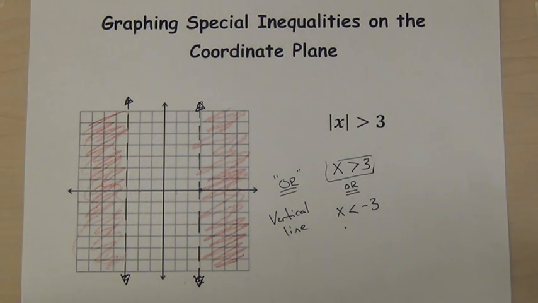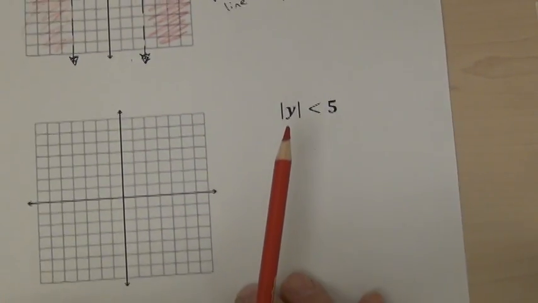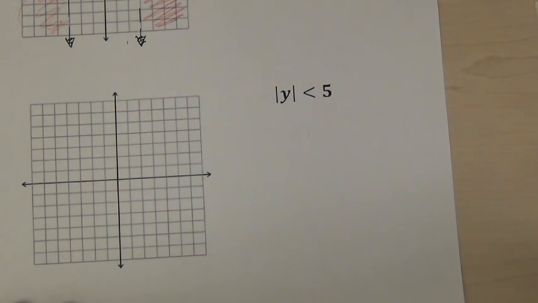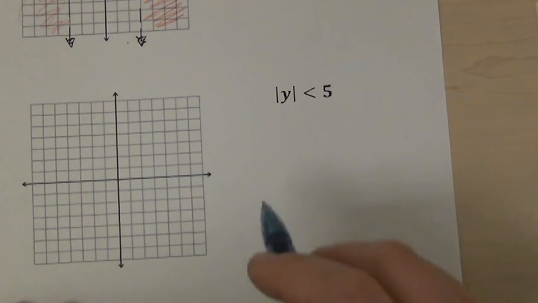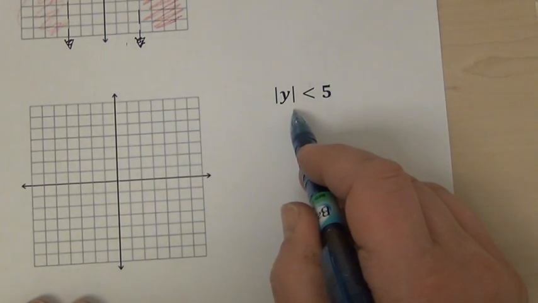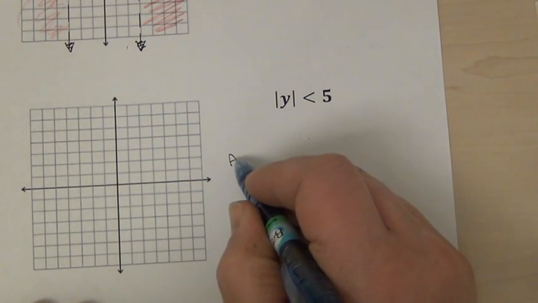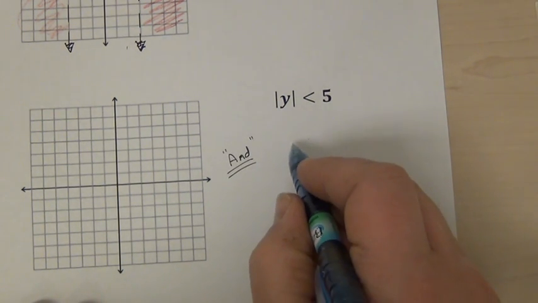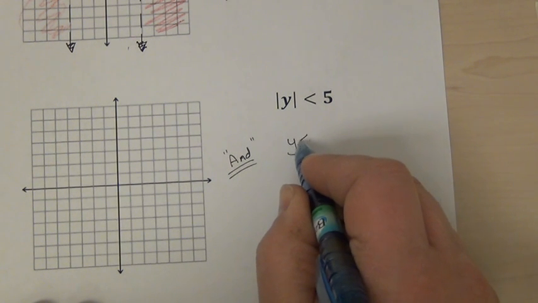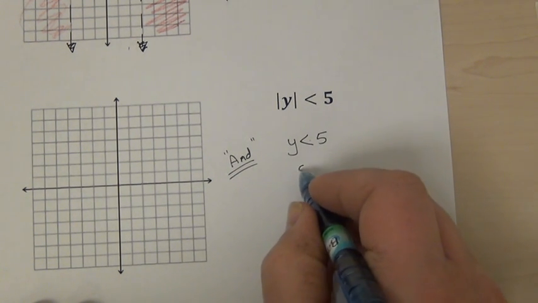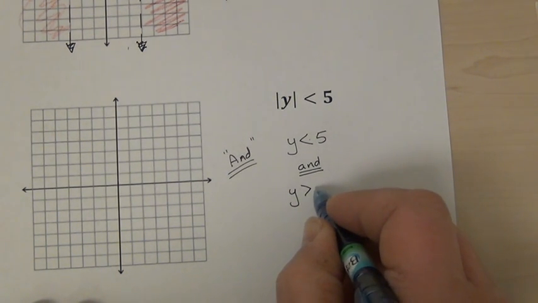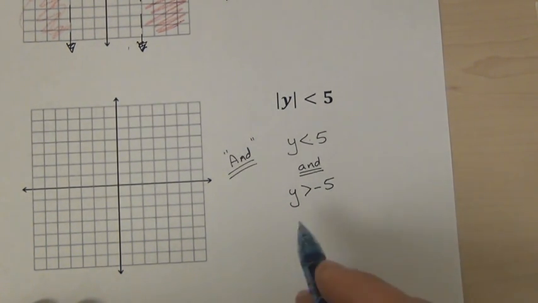Now let's look at one where we're going to draw horizontal lines, and we're going to work with the inequality, the absolute value of y is less than 5. Now this time I'm dealing with a less than symbol paired with an absolute value, which means I'm going to be looking at an and. So I'm going to be looking for overlap. I want to look at the equation y is less than 5 and y being greater than negative 5.